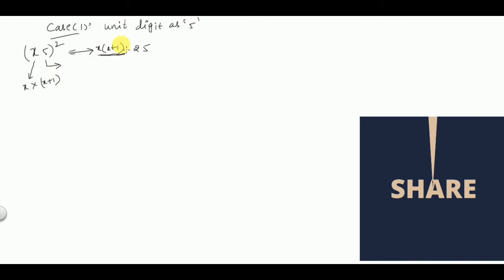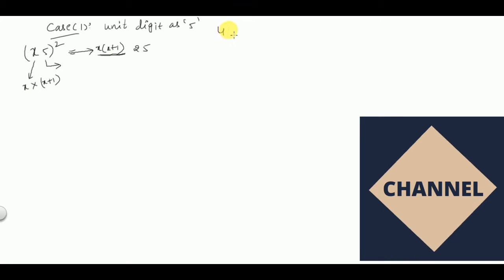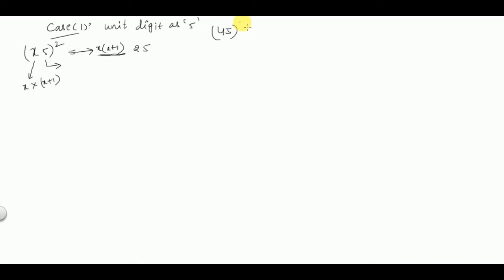Let's see an example: 45 whole square. The square of 5 is 25, as it is we will write. Then x into x plus 1: 4 into 4 plus 1 is 5, so 4 into 5 is 20. So the square of 45 is 2025.